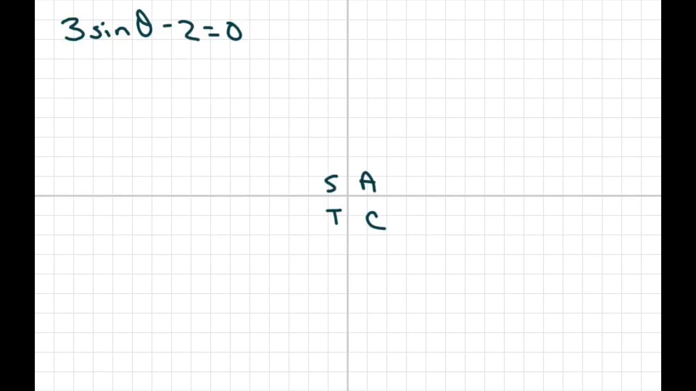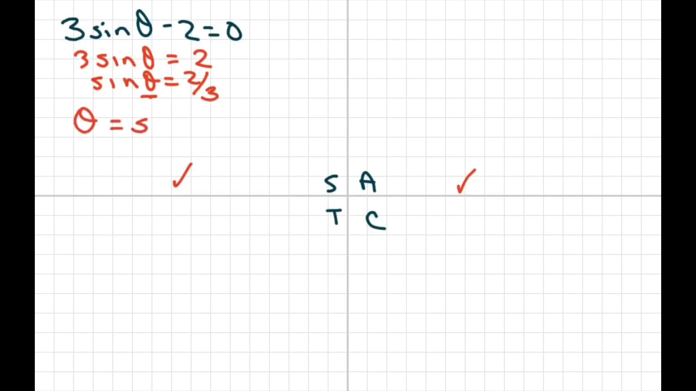Okay, this one, the first thing we want to do is solve for sine. So add the 2 to both sides, and then divide by 3. Now we know sine is positive in quadrant 1 and 2, so I'm just going to keep that as theta and write this as theta equals inverse sine of 2/3. And that gives you, and I'll just draw some acute angle here, that's going to be 0.73.